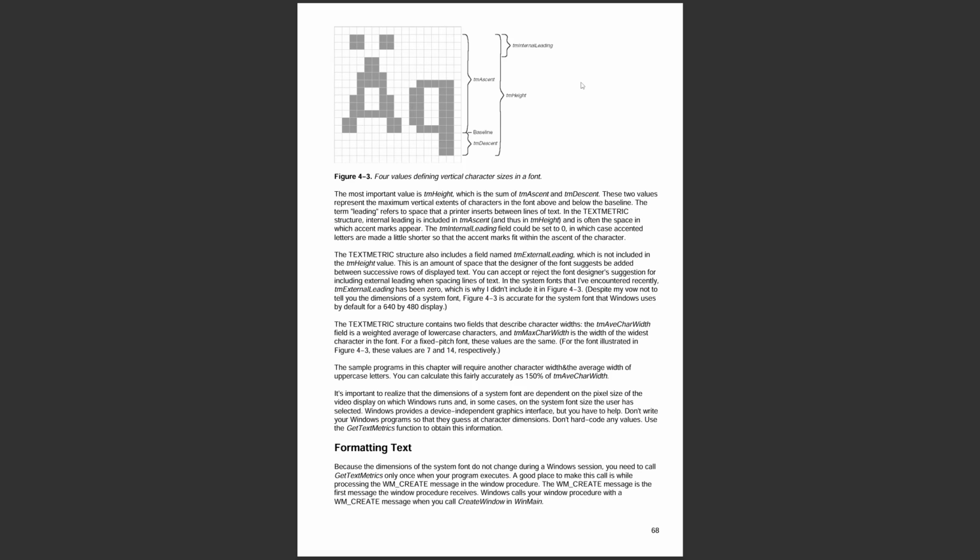The text metric structure contains two fields that describe character widths. The TM ave char width field is a weighted average of lowercase characters, and TM max char width is the width of the widest characters in the font. For a fixed pitch font, these values are the same. The sample programs in this chapter will require another character width, the average width of uppercase letters. You can calculate this fairly accurately as 150% of TM ave char width.